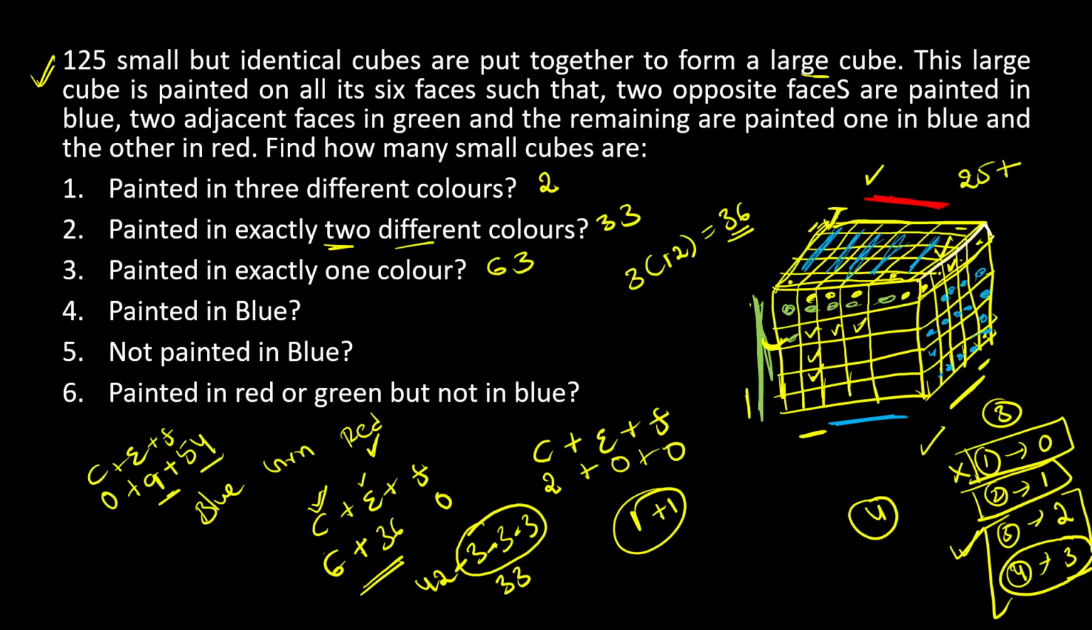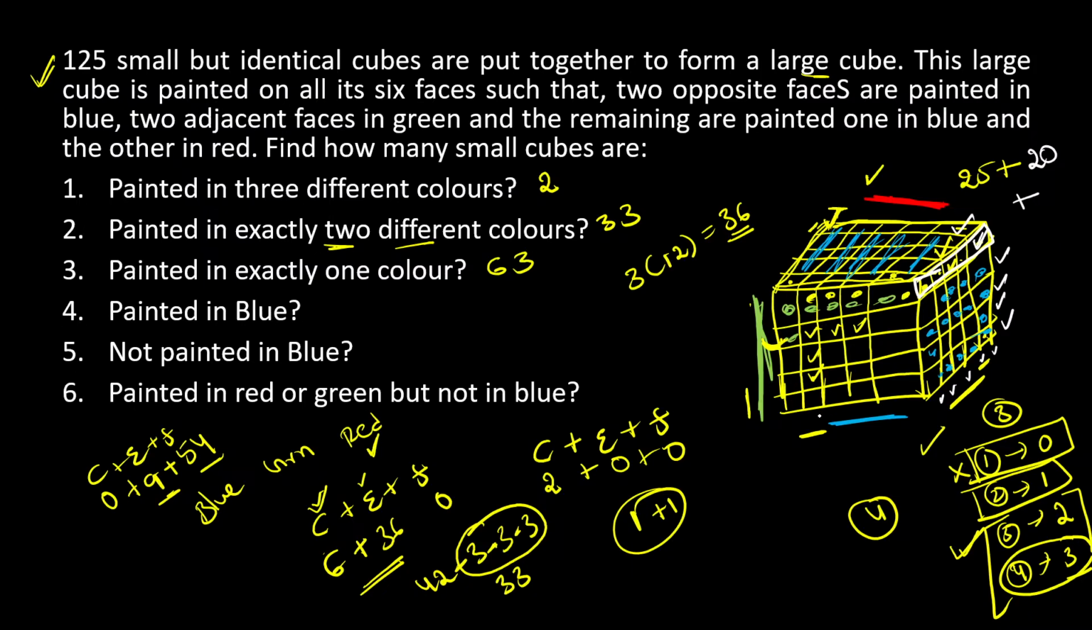Observe this one once. We are done with this earlier. So this and this are two different faces of the same cube. As we counted this, we need not count this again. So we are left with 1, 2, 3, 4 vertically, 1, 2, 3, 4, 5 horizontally. So we have 20 such cubes which are painted in blue.